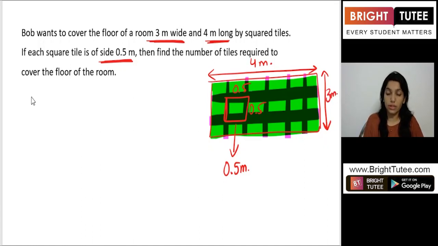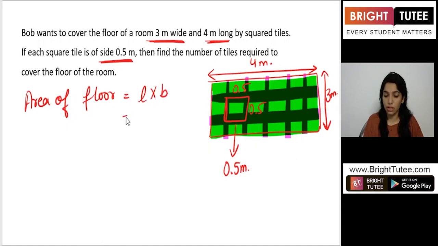So now let's write down the area of the floor. So this is the area of the floor of the given room. It is length times the breadth, because it is rectangular, right? So length is given as 4 and breadth is given as 3. And because we are calculating area, it is meters squared. So the answer is 12 meters squared.